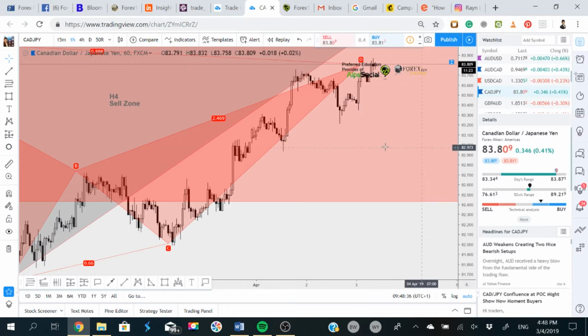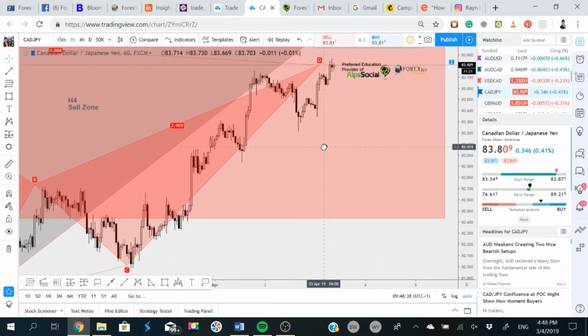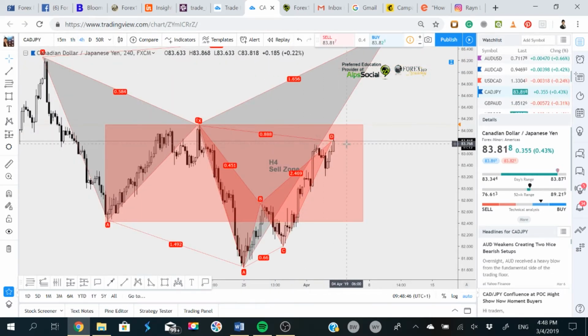On the 1-hour chart, it looked very promising. So what I'm looking for is, let's say you don't wait for the 4 hour candle confirmation, because that will take you about 4 hours and 10 minutes.